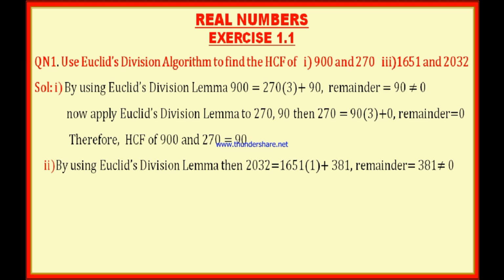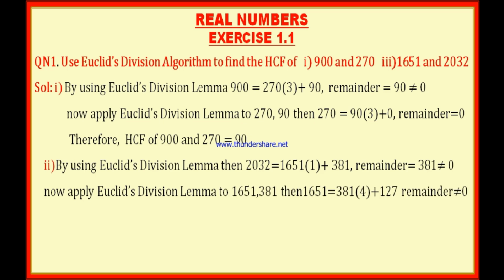Here the remainder is 381, which is not 0. Now, what is the quotient and what is the remainder? The quotient is 1651 and the remainder is 381. Now apply the division rule to 1651 and 381. By applying the division rule to 1651 and 381, 381 goes into 1651 4 times, and the remainder is 127. Therefore, 1651 is equal to 381 into 4 plus 127, and the remainder is not 0 again.